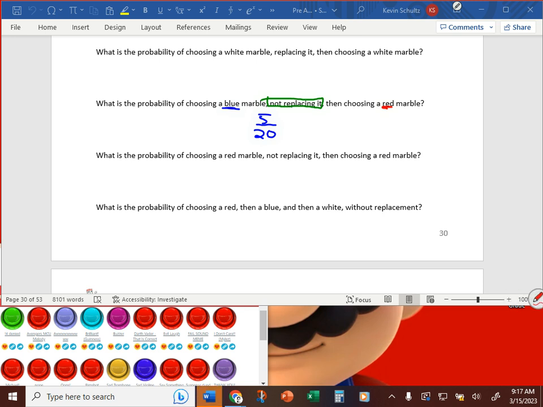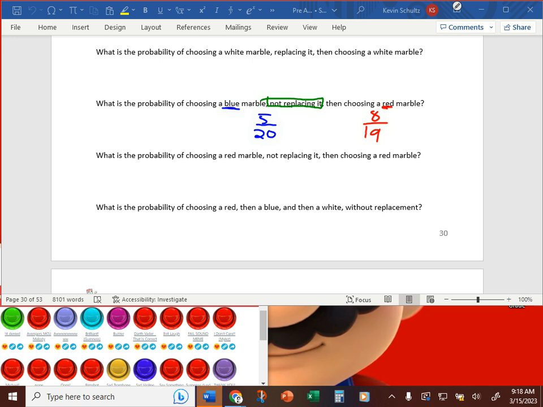But now, William's noticing that we do not replace the marble that we just picked. So how does that affect the probability of choosing a red one now? Are there still 8 red ones? Yeah, because we didn't pick a red one, we picked a blue one, right? So there's still 8 red ones, but how many marbles are in the bag, Zoe? Only 19 marbles left, because we didn't put that first marble back. So when you don't replace it, your numerator doesn't change because it's a different color. We still have 8 red ones, but there are only 19 marbles left in the bag.